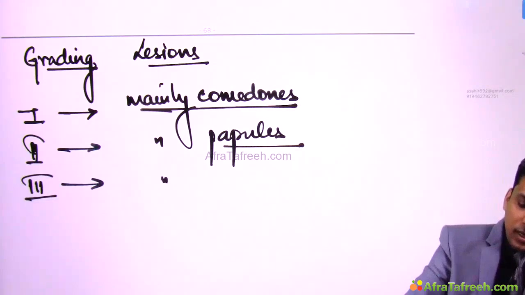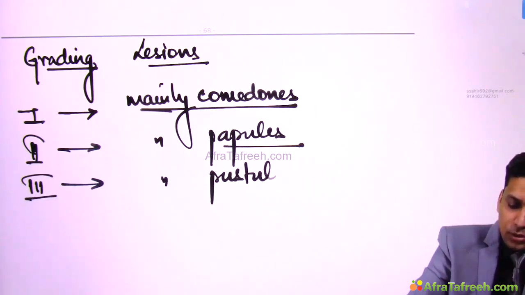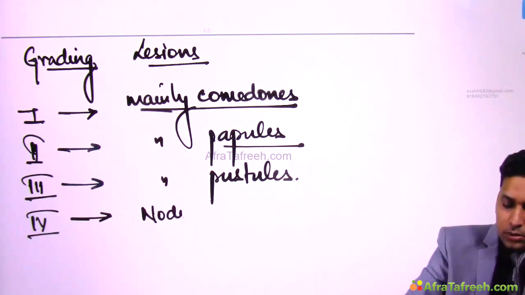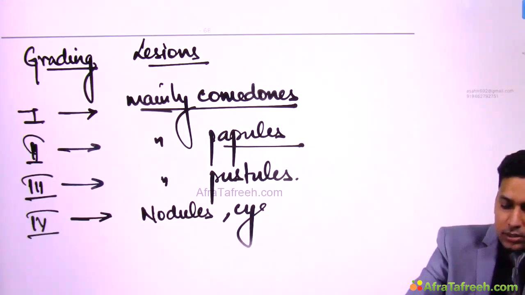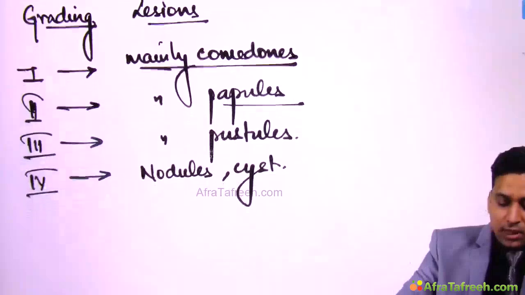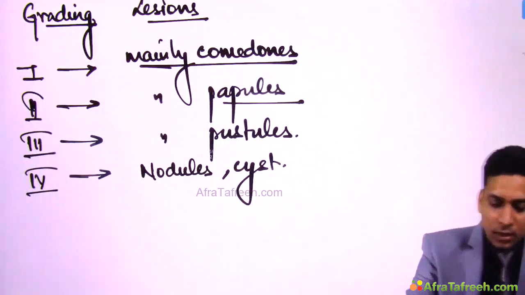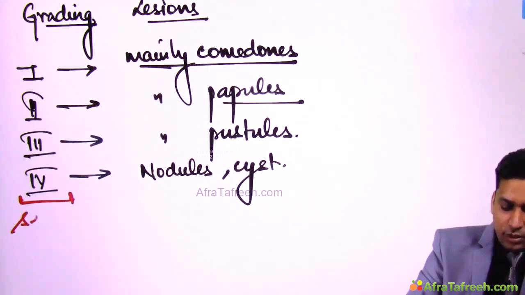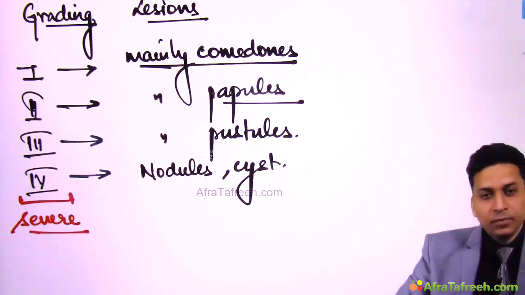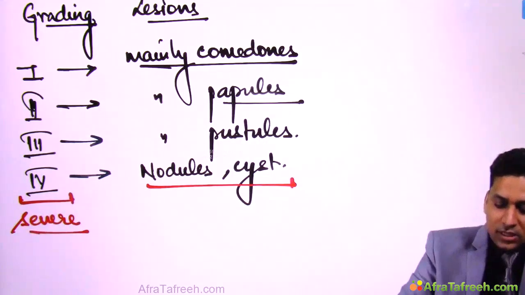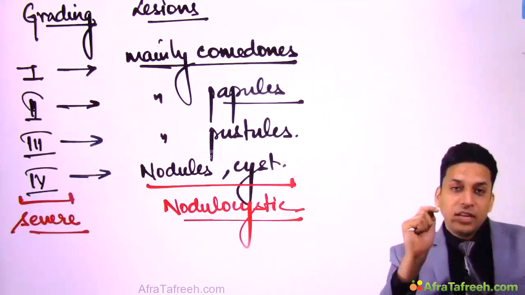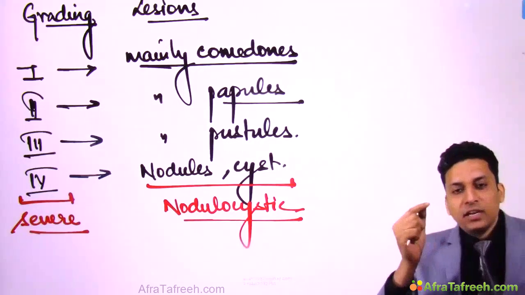If the lesions are mainly pustules, it is grade 3. But if the lesions are nodules or cyst, sometimes abscesses, then it is grade 4. Okay, so you can see that which is the most severe among them, grade 4. So grade 4 is the severe type of acne where nodules and cysts are seen. So this is also known as nodulocystic acne. So if they ask which is the most severe type of acne vulgaris, answer will be grade 4 acne or nodulocystic acne.